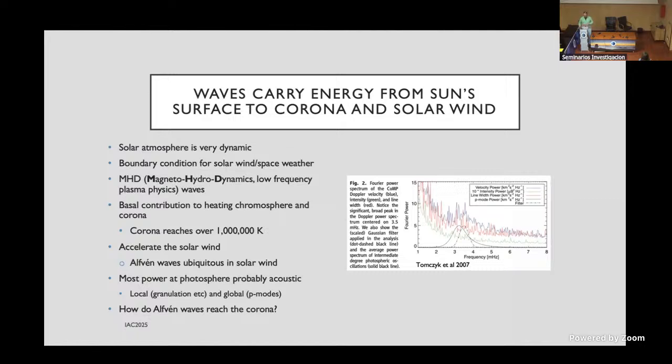And the significance of 3 to 4 millihertz is that's where the sun's p modes have their peak power. So it would appear that there is some contribution from the sun's internal seismology, the p modes that are all banging around inside the sun. There's some contribution to what's going on up in the corona. So the question is, how does it get there?